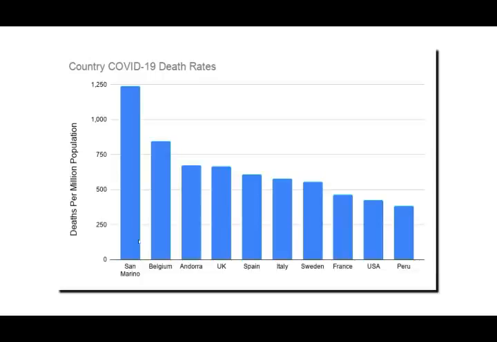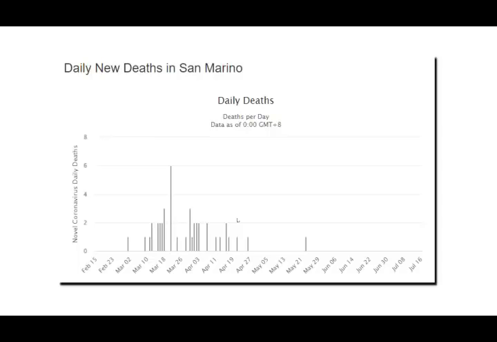Now let's take a larger look at the world, at the countries with the 10 highest COVID-19 death rates. San Marino, Belgium, Andorra, the UK, Spain, Italy, and Sweden are all above 500 deaths per million. And France, USA, and Peru are a little bit below that number. Now we're going to look at the daily death graphs for each of these 10 countries moving from left to right. San Marino appears to have achieved herd immunity.